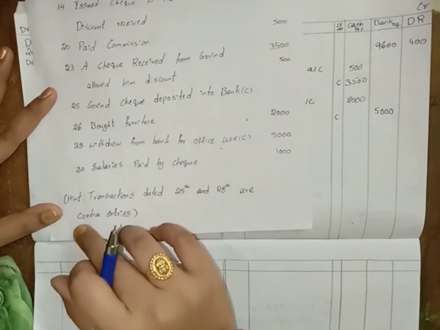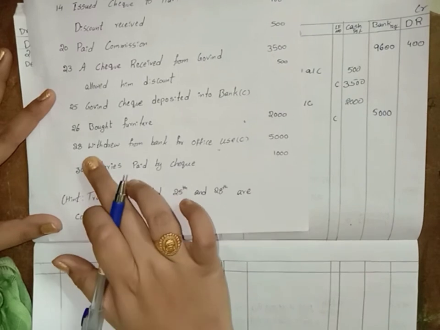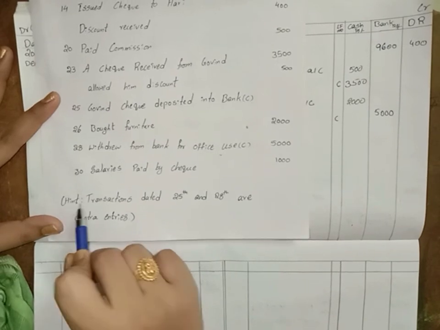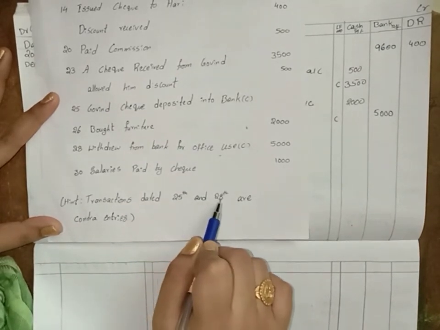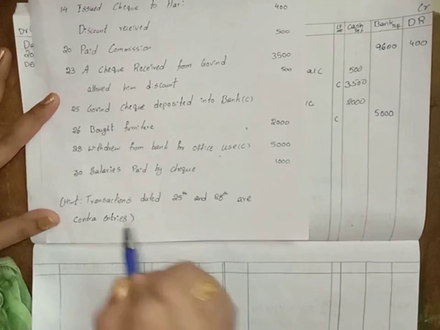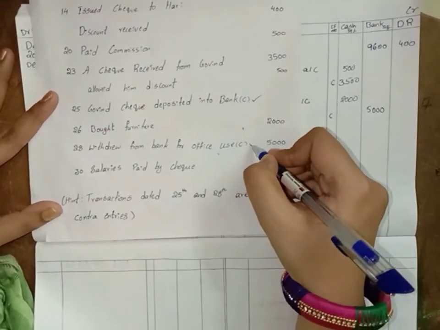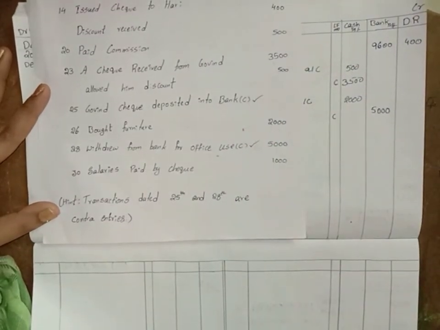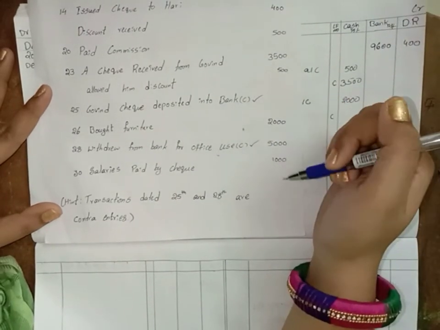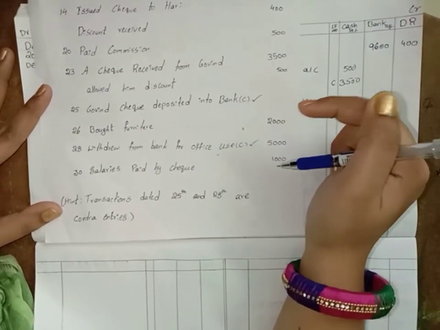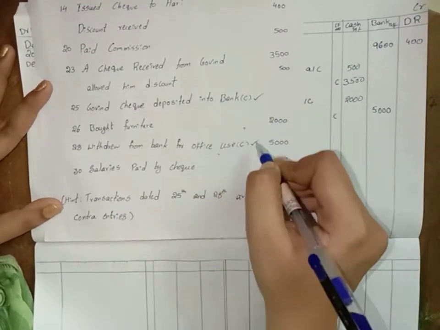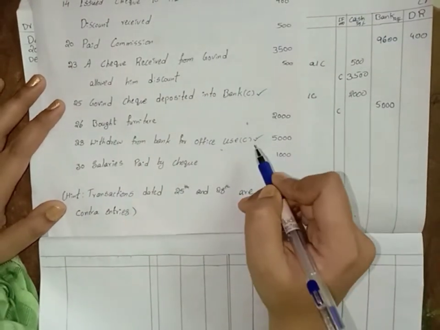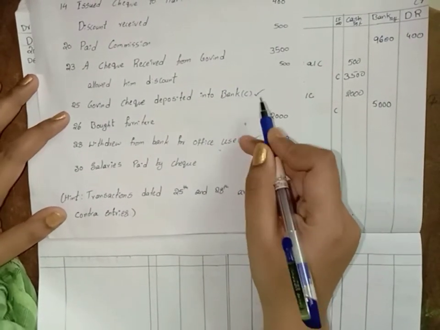And next, see here in the question there is a hint: transactions dated 25th and 28th are contra entries. See here, 25th and 28th. These two are contra entries. Why? Because cash and bank both appear in one entry only.